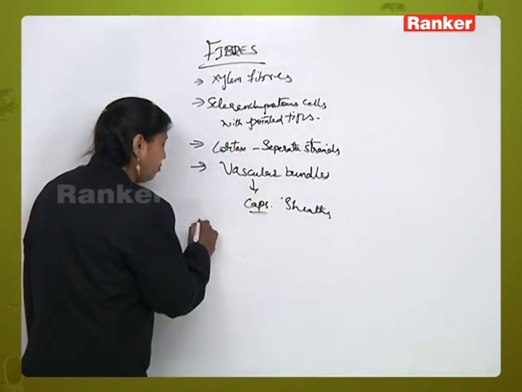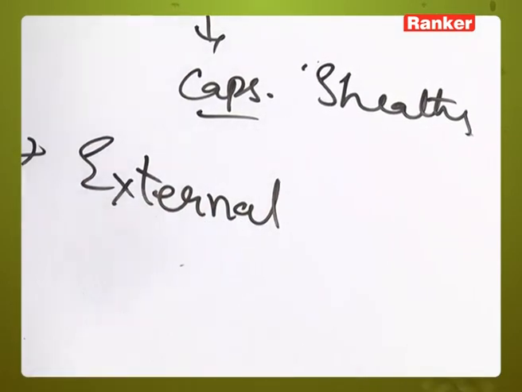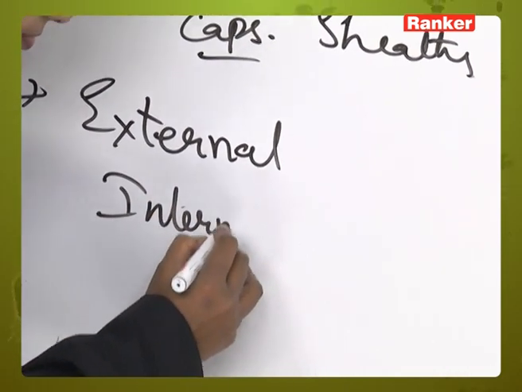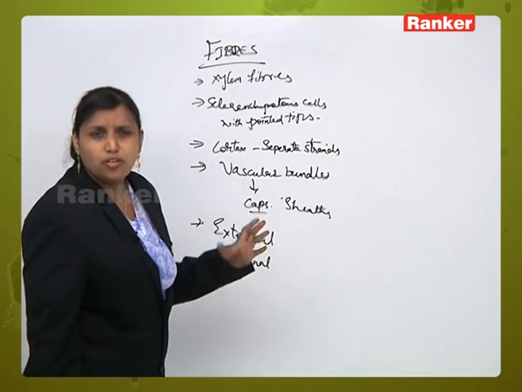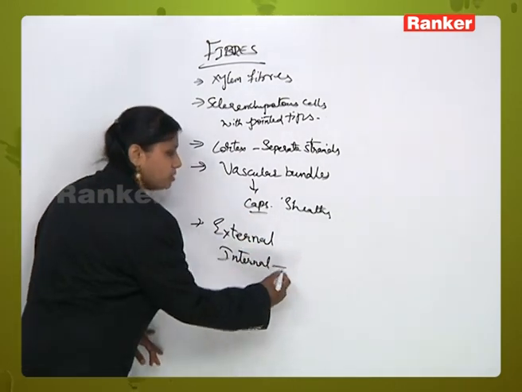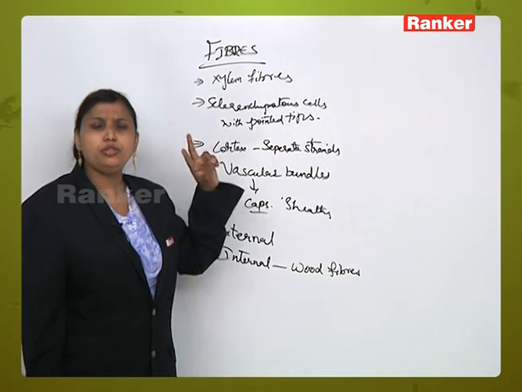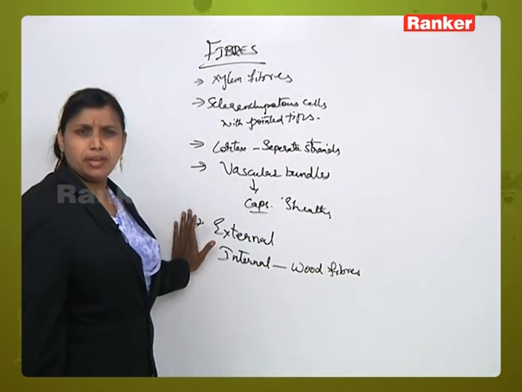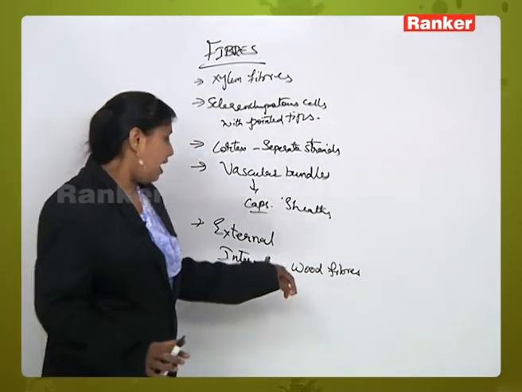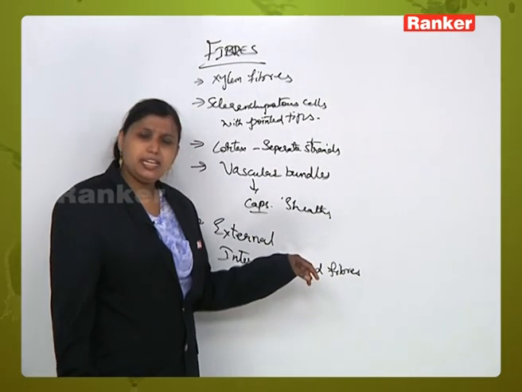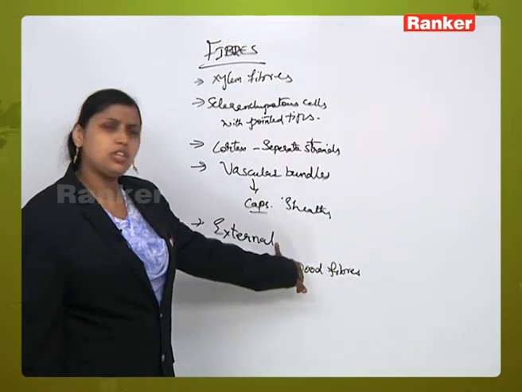Now, fibers are of two types. Those are called external fibers and internal fibers. The fibers which are present towards the inner side of the xylem are called internal fibers. The fibers present in the xylem are xylem fibers, as we said earlier, and they are of two types, external fibers and internal fibers. Internal fibers are those which are towards the inner side of the xylem, and they are also known as wood fibers. If the xylem tissue has fibers outside its organization, then those are called external fibers.